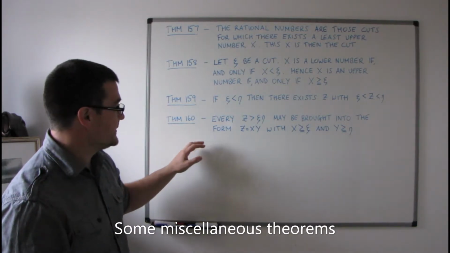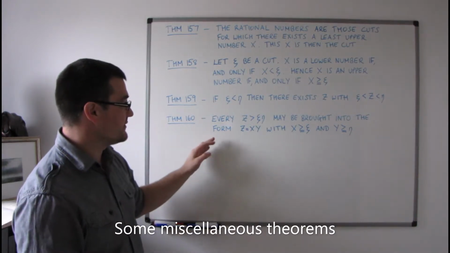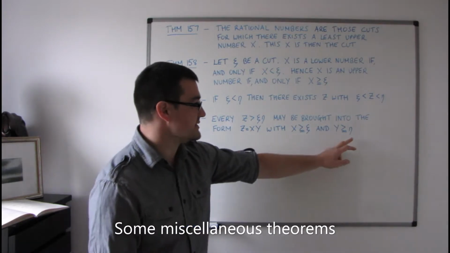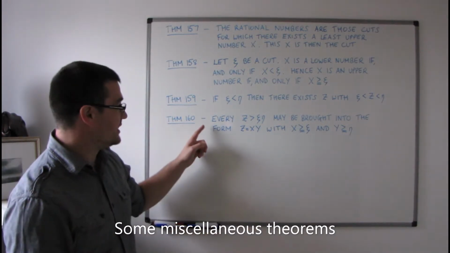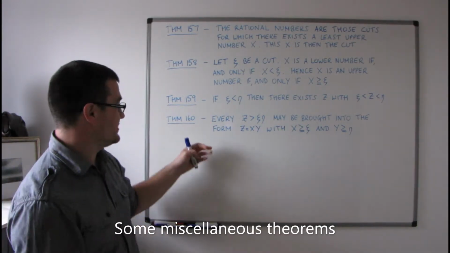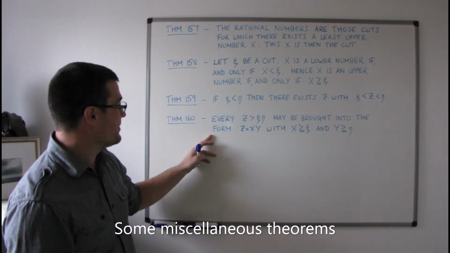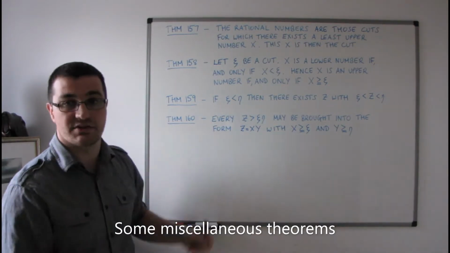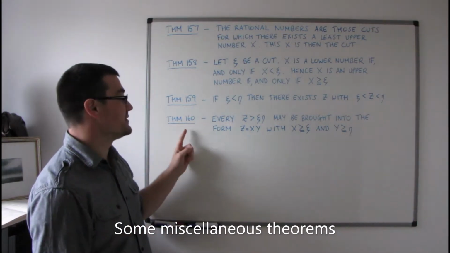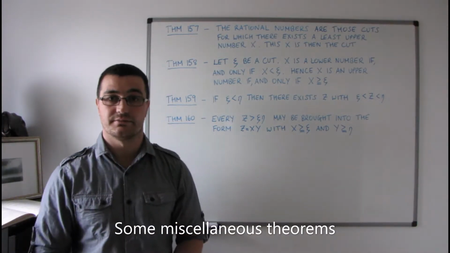And theorem 160, every z greater than psi eta may be brought into the form z equals xy with x greater than or equal to psi and y greater than or equal to eta. Quite an obscure little theorem. In and of itself, it's not very interesting. Limited interest at best, but it is something that is used in the theorems that are to follow. So there is a purpose for it there, and that's why I've included it here. So now we move on to theorem 161.